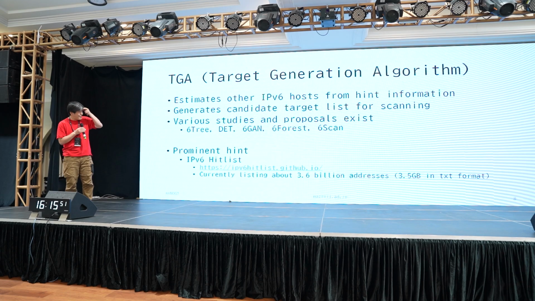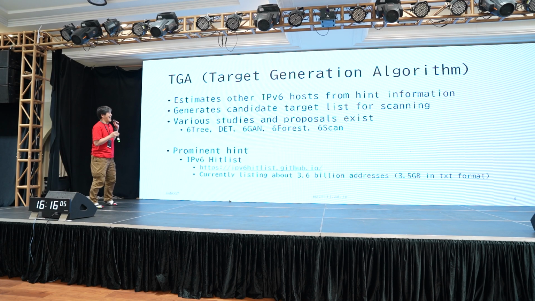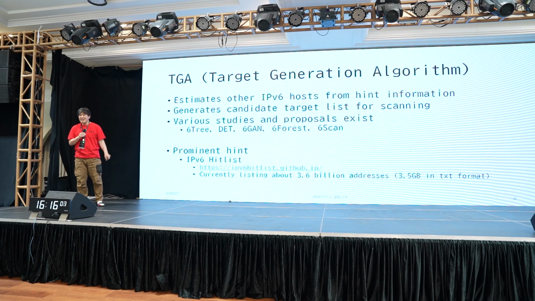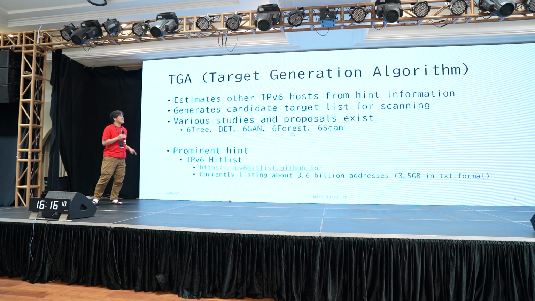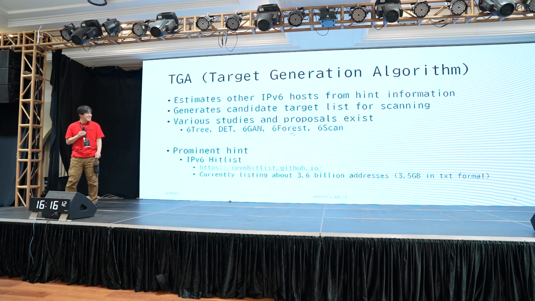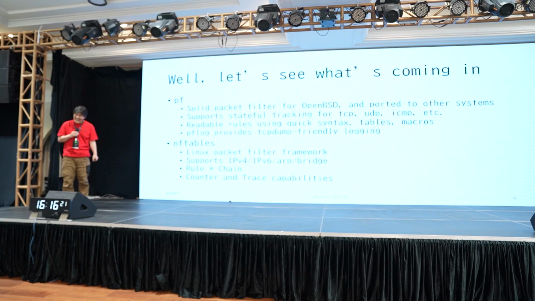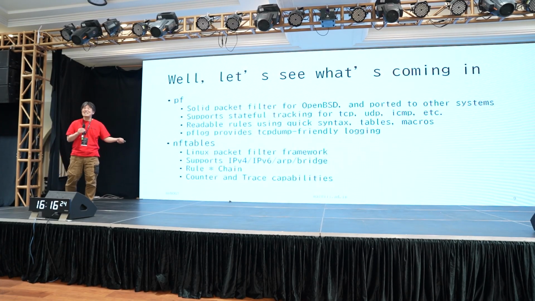When I submitted this slide, there were 3.6 billion addresses in the list already. So this is known existing IPv6 host information. From there, they will generate candidate targets for scanning, right? Okay, that's the story behind my talk. Now, I'd like to see what's actually coming to our network.